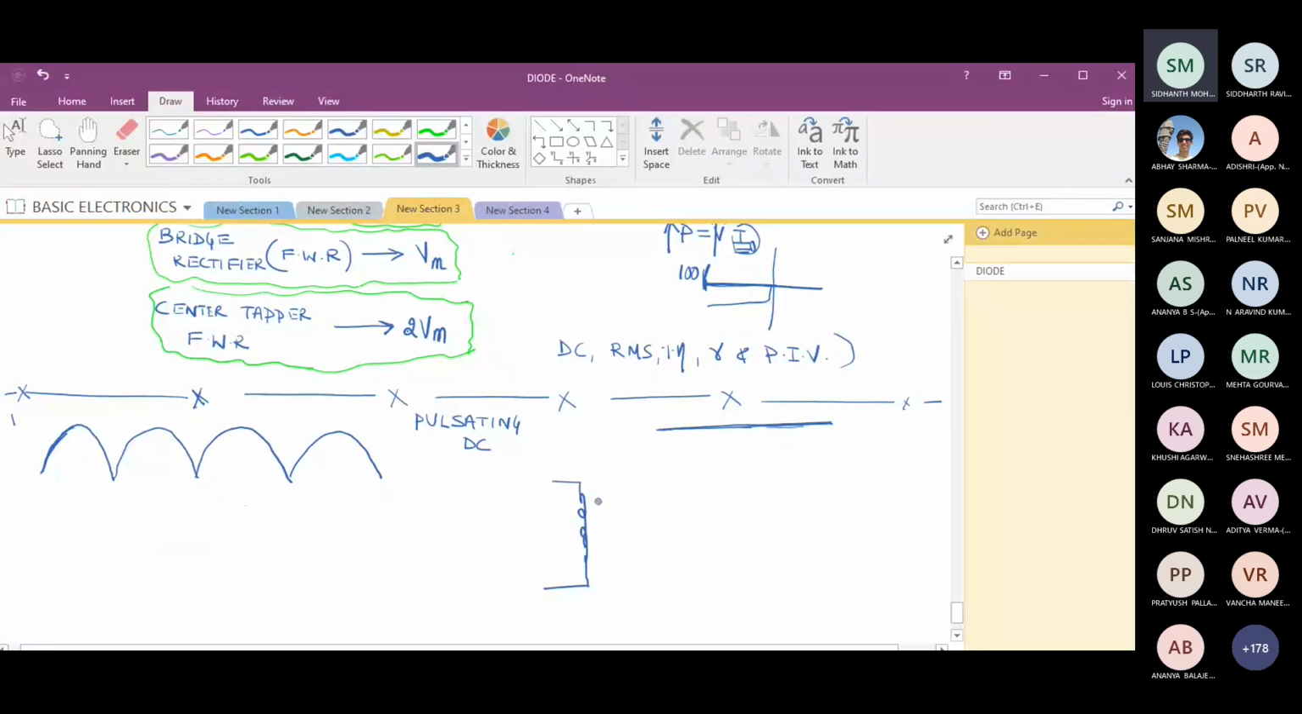Primary, secondary winding. The parallel diodes must point in the same direction, right? And this is terminal A, B, and the load is connected in between here. Fine.